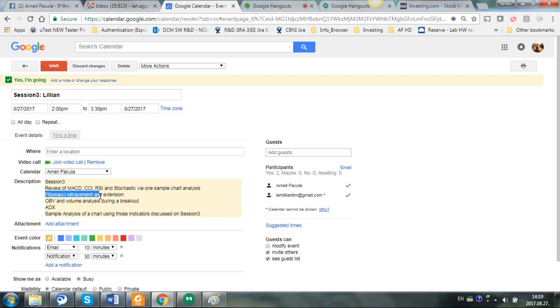Then, sample analysis using those indicators na diniscuss ko. Especially yung Fibonacci, retracement, and extension. So, Fibonacci, it's good to use to determine support and resistance automatically. And the extension, the Fibonacci extension, is good to use for anticipating a target price. Alright? So, it will be much clearer later on.